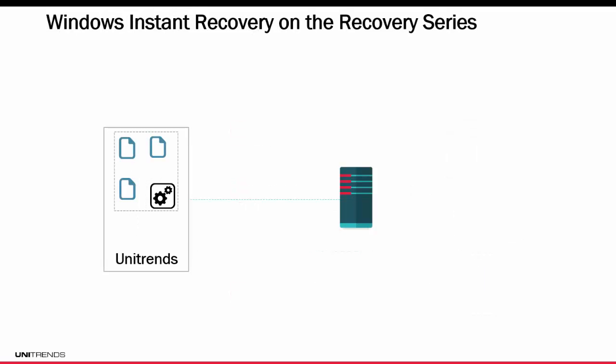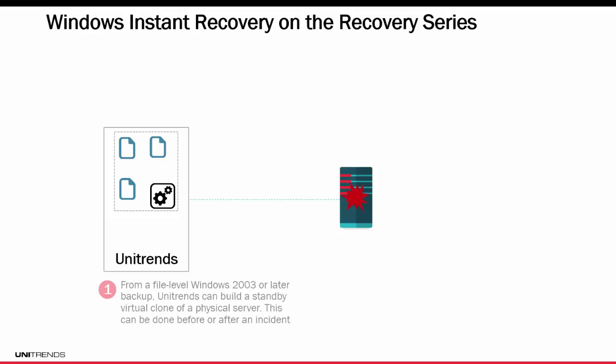For Windows Instant Recovery, you can actually utilize the Unitrends appliance to host the Windows server. So what that means is, let's say I have a Windows physical server failure. What Unitrends can do is, from the most recent backup, build a standby virtual clone of that physical server. Something to note, this can be done before or after an incident. If it's done before, you're going to be able to be up and running much quicker, whereas if you have to build out the image from the backup, it might take a little longer.